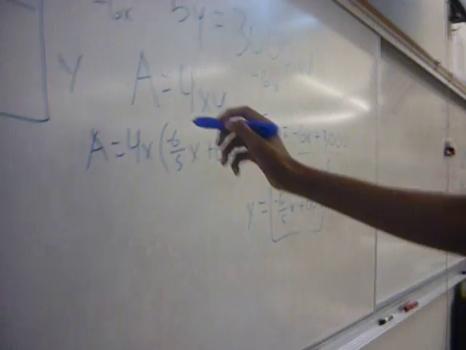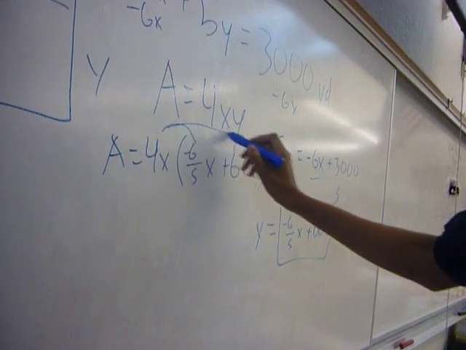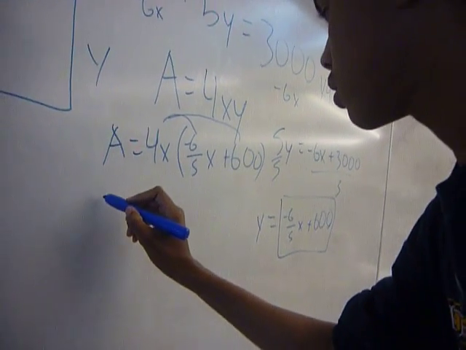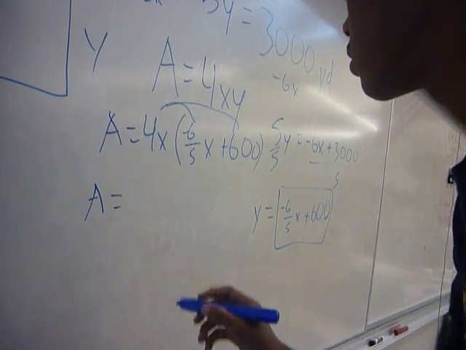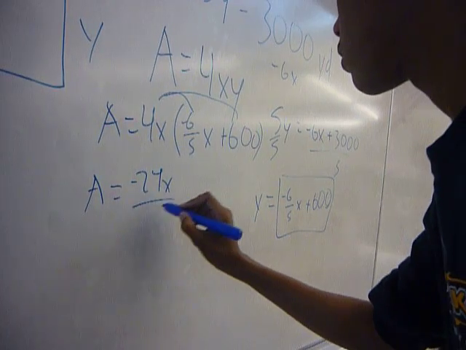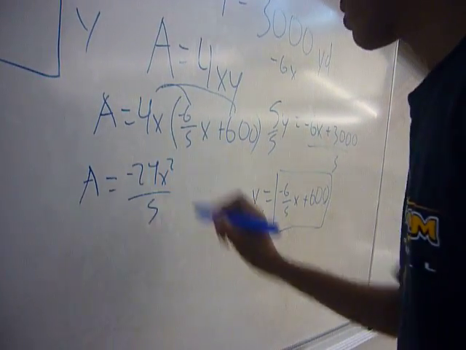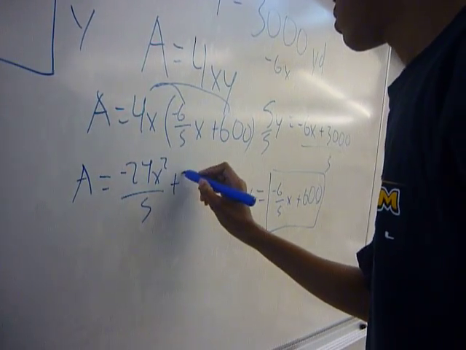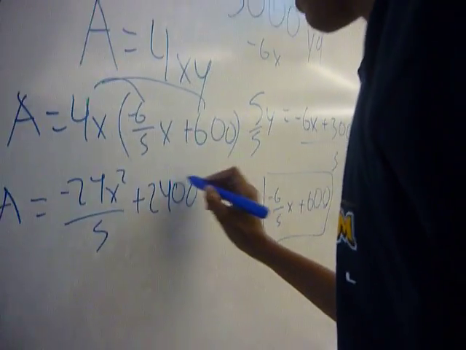So now what you can do is distribute this 4x to these 2 terms, and you would get A equals negative 24x squared over 5, plus 24,000x.